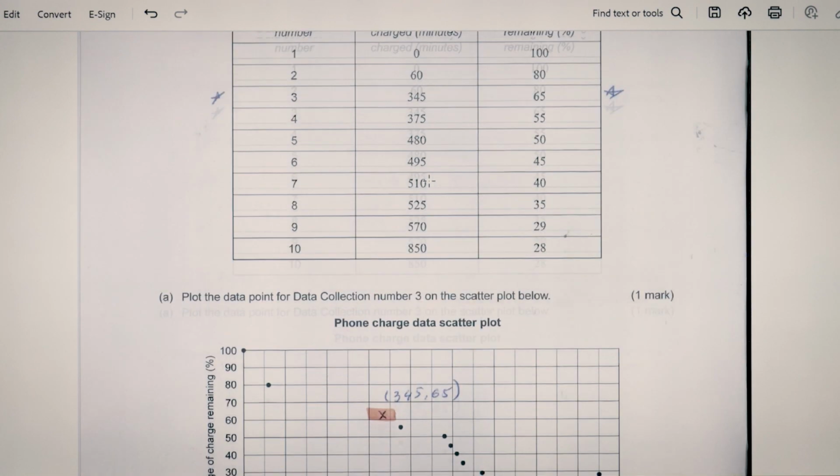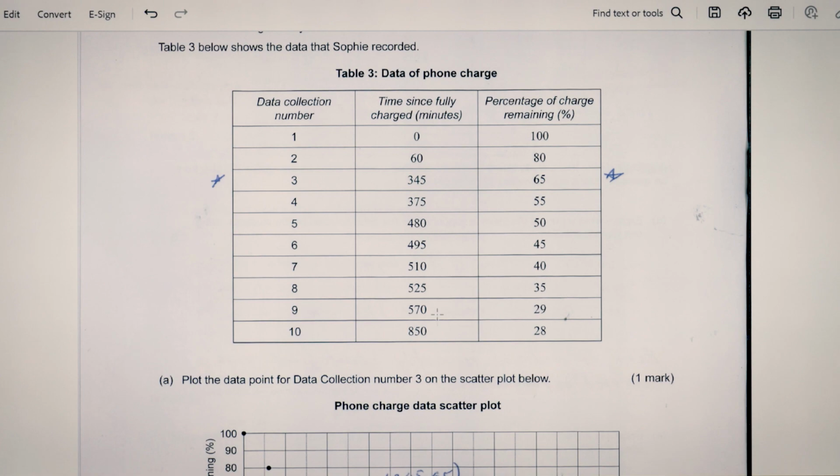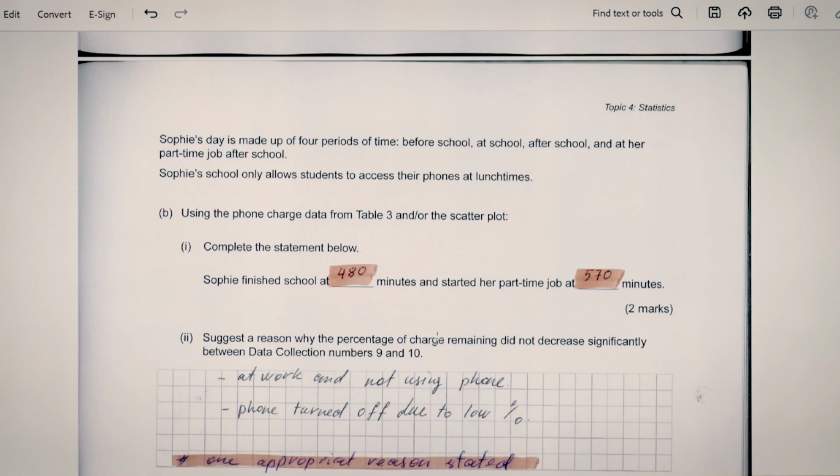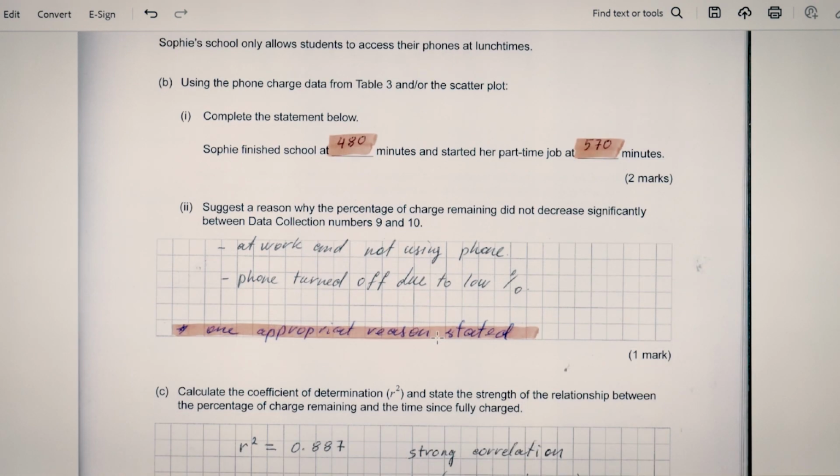So 9 and 10 is going to the end of the day, and the reasonable answer, something again reasonable, appropriate reason, and it can be at work and not using the phone. Maybe the phone is turned off due to the low battery, maybe she turned it off. Something reasonable, okay? So something we are looking for, and it's again only 1 mark. They don't need to put a lot of explanation, just something they think, yeah, a reasonable answer.